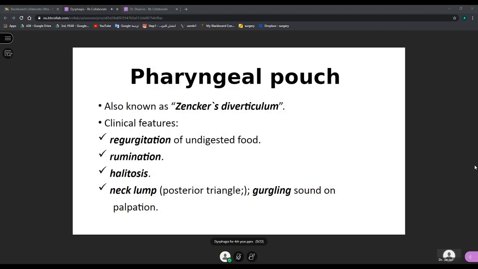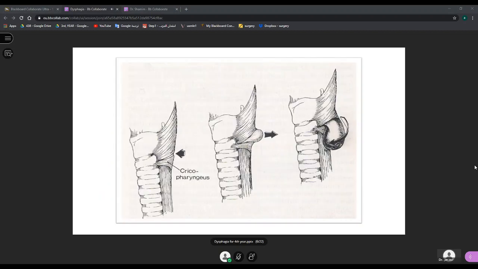Now, what are the clinical features? These are the most important clinical features, as you can see in this slide. We have regurgitation, rumination, halitosis, and on examination you get a neck lump, as I mentioned. Let us quickly review what these are.